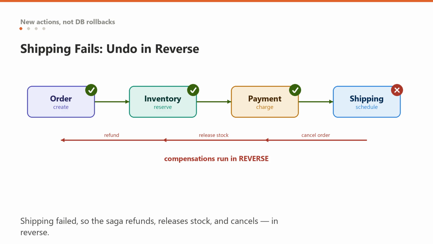So the Saga runs the compensating transactions in reverse order. First it refunds your payment, undoing step 3. Then it releases the reserved laptop back to stock, undoing step 2. Finally it cancels the order, undoing step 1. Each undo is itself a local transaction.